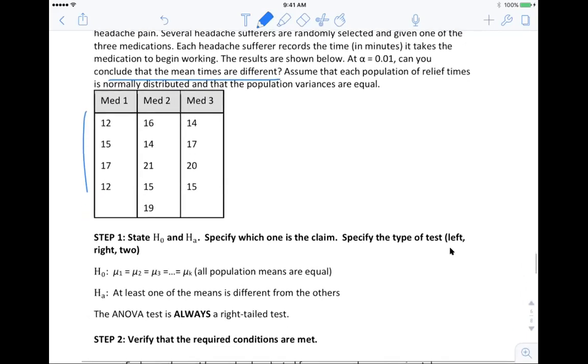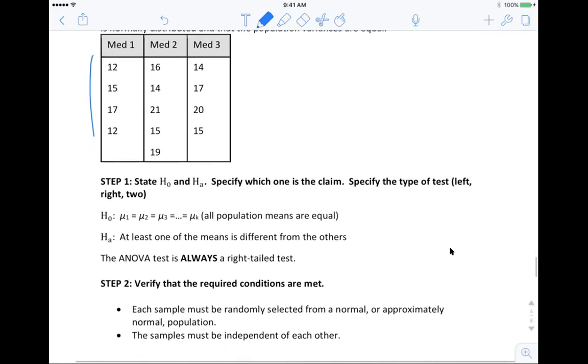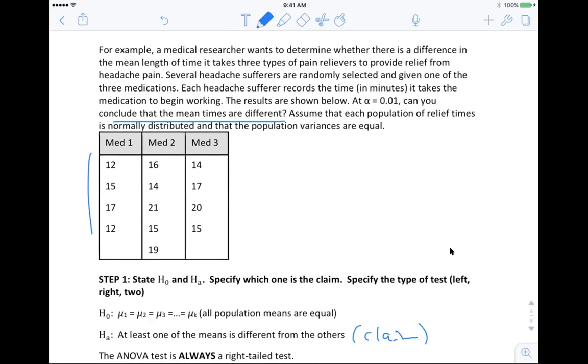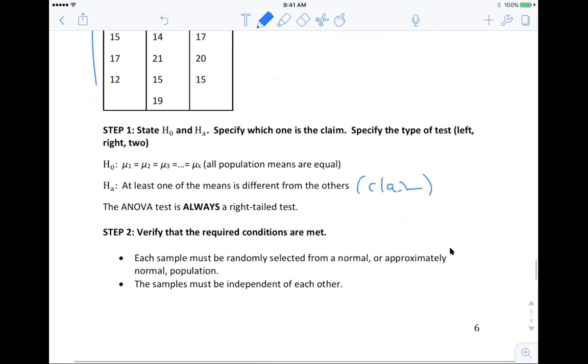When you set up your H sub 0 and H sub A, the H sub 0 is always something like this. The means are equal, basically. You can write that out in words. All population means are equal, or just say mu1 equals mu2 equals mu3 equals however many you have. So on this one, we would just have 3. And then H sub A is just that at least one of the means is different from the others, or just H sub 0 is not true. Okay. So can we conclude that claim? That's going to be our claim. Can we support that claim that the mean times are different, or at least one of them is different from the others?